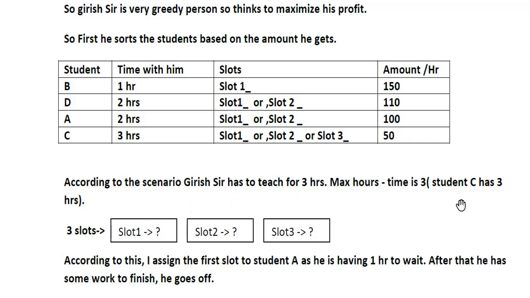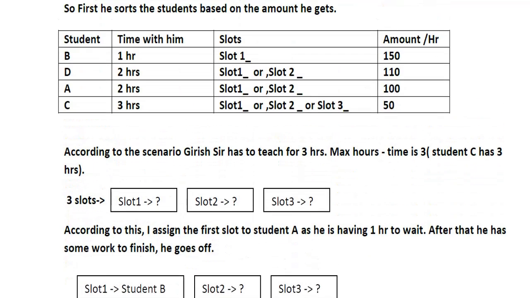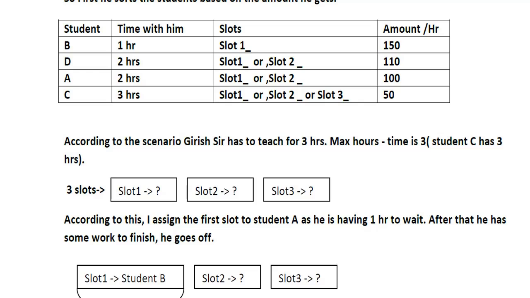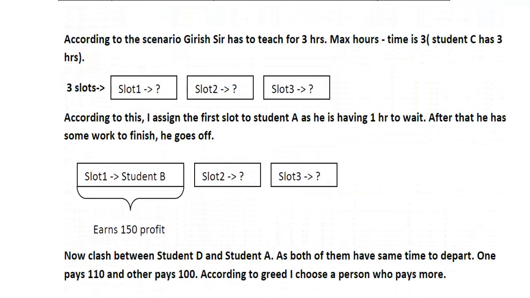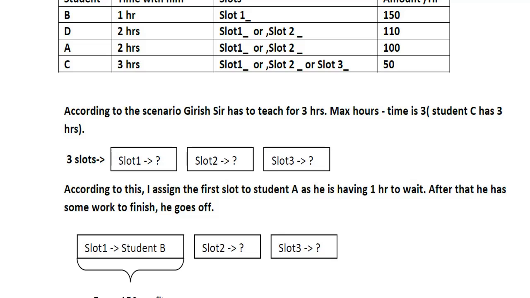So according to this scenario, what is the maximum slot I am occupied with? The maximum slot here is 3. So I will be utilizing myself for 3 hours. So slot 1, slot 2 and slot 3, these are the 3 slots I will be assigning the students to. According to this, the most profit is with student B, and he has 1 hour of time. So if I occupy slot 1 with student B, then I will be earning 150 rupees.